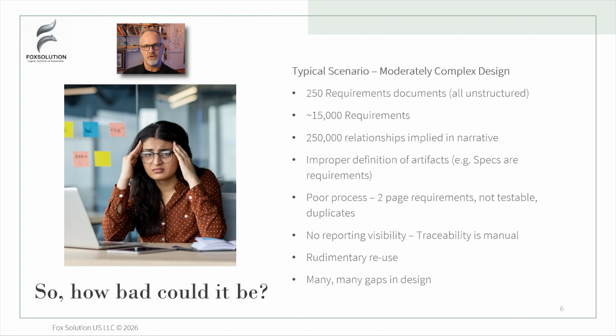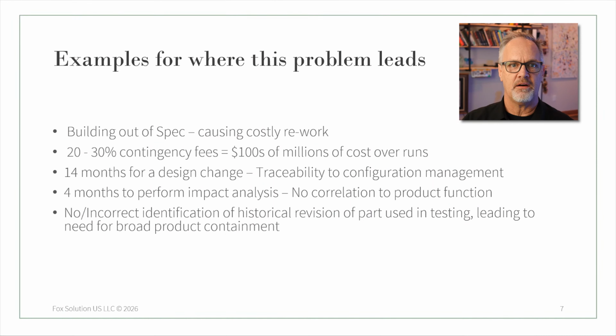Really what we want to do from a requirements management standpoint is get these into structured systems so that we can be sure we're systematically going through the design. Where does this problem lead? In the bid and tender world, building out of spec is one of the problems that comes out of this. Usually projects have 20 to 30% contingency fees and hundreds of millions of dollars of cost overruns because there's not a clear understanding of how to satisfy the customer requirements in the design, and getting agreement that your definition of how the design should be deployed is in alignment with the customer.